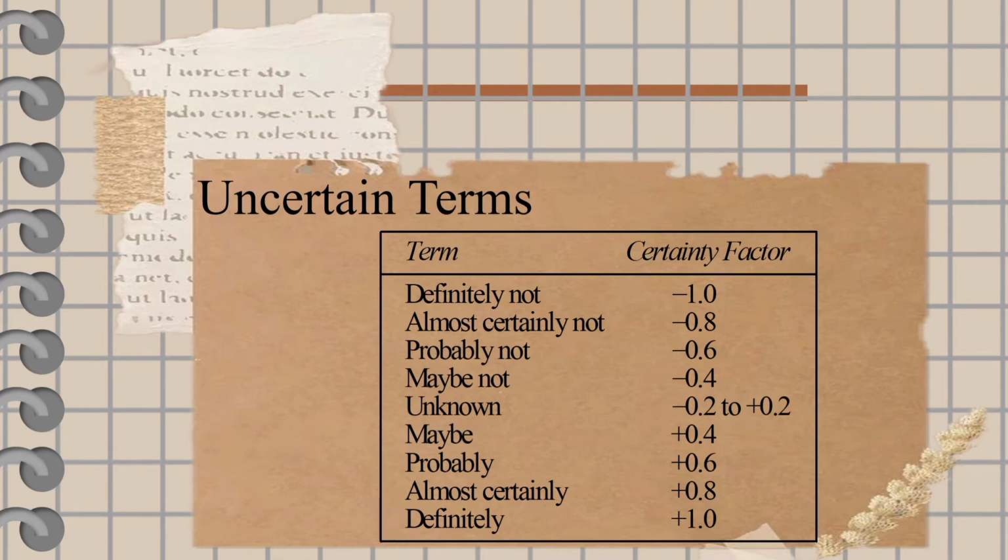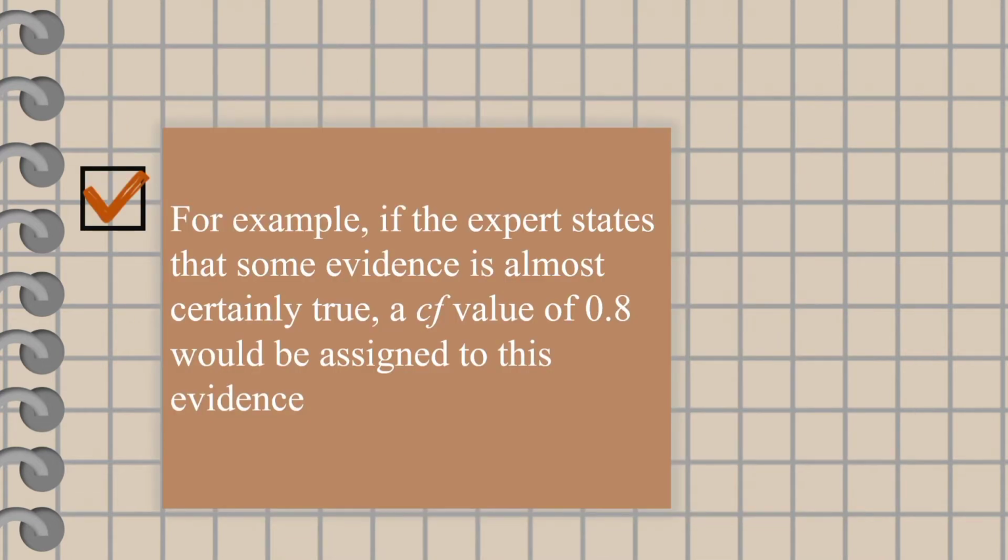These uncertain terms are used frequently in research, questionnaire, and other surveys, as far as I know. And for example, if the expert states that some evidence is almost certainly true, a CF value of 0.8 would be assigned to this evidence.